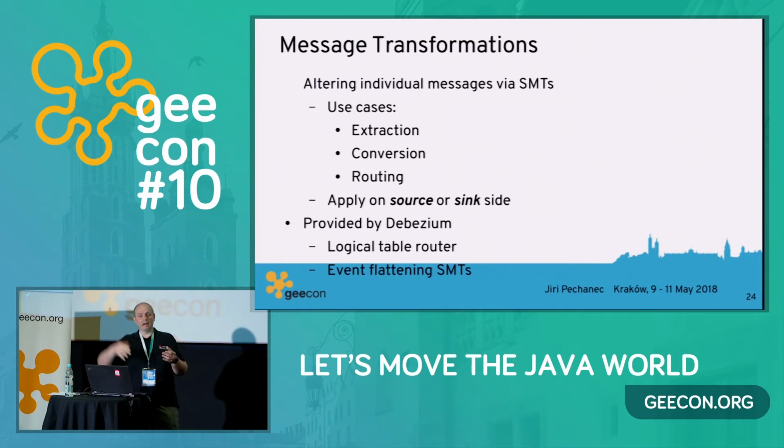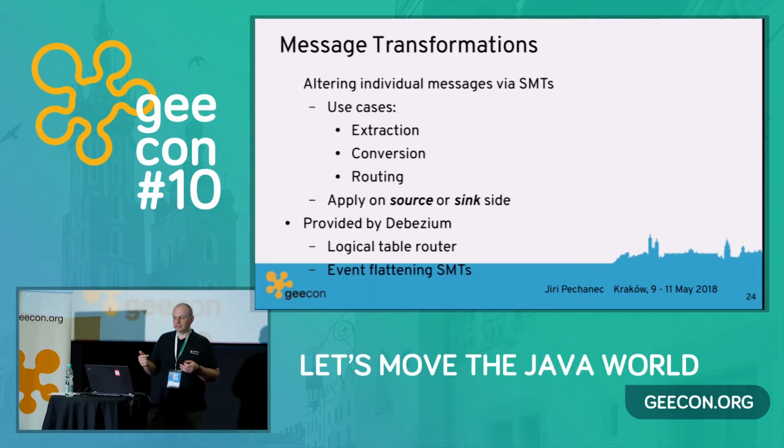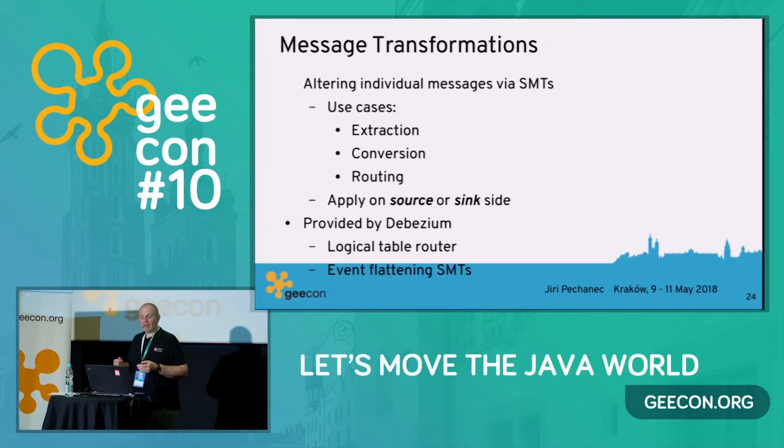Kafka has out of the box, I think, 8 or 10 SMTs, which can be applied either on the source side, so it's applied on the message before it's stored in the Kafka broker, or on the sink side, so the SMT is applied after the message was read from the broker and the consumer sees the converted message. Debezium provides 2, or technically 3, different SMTs out of the box.